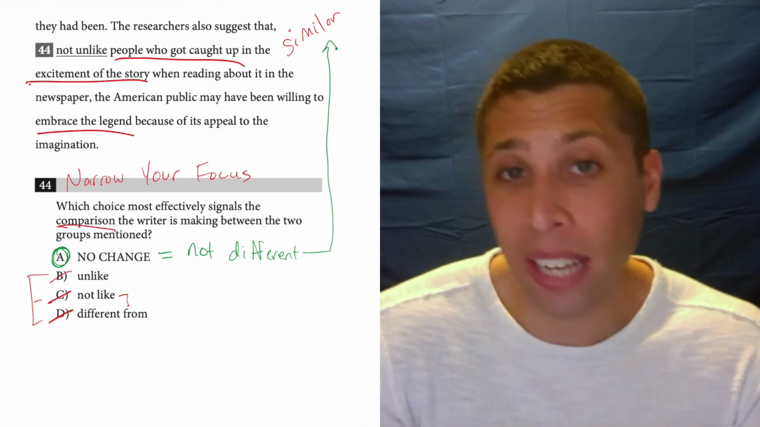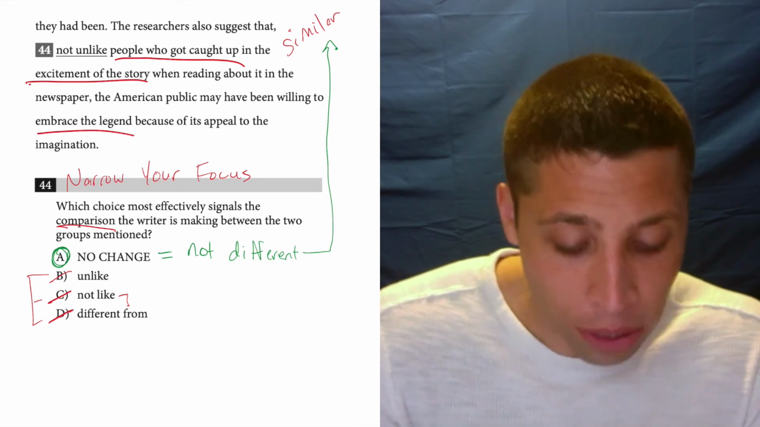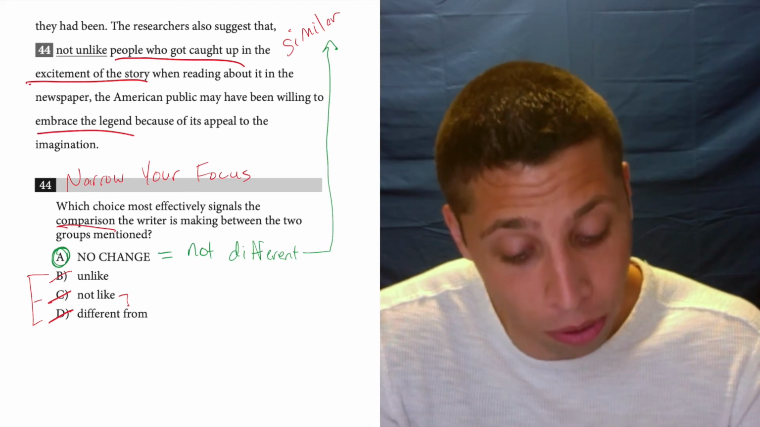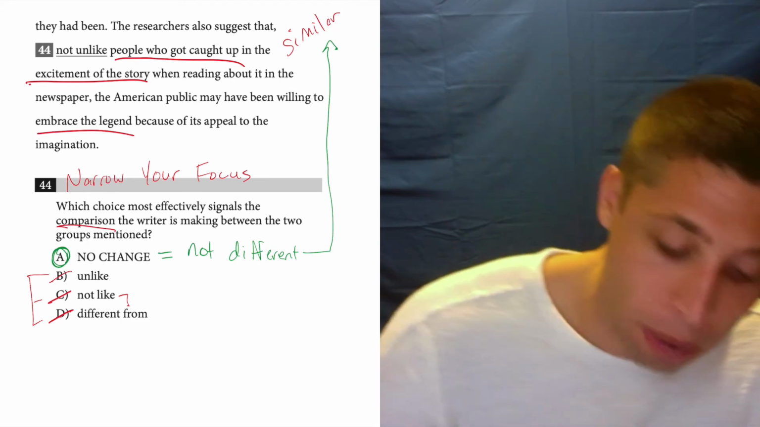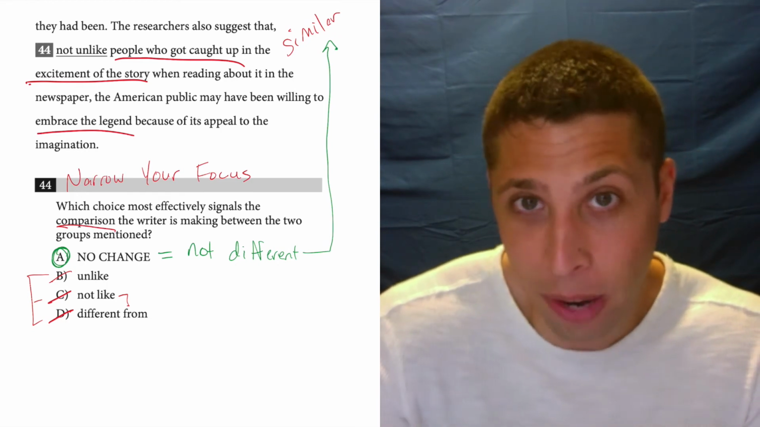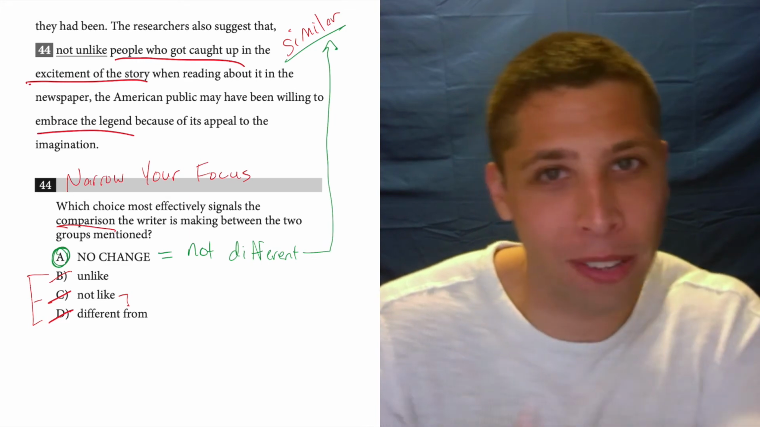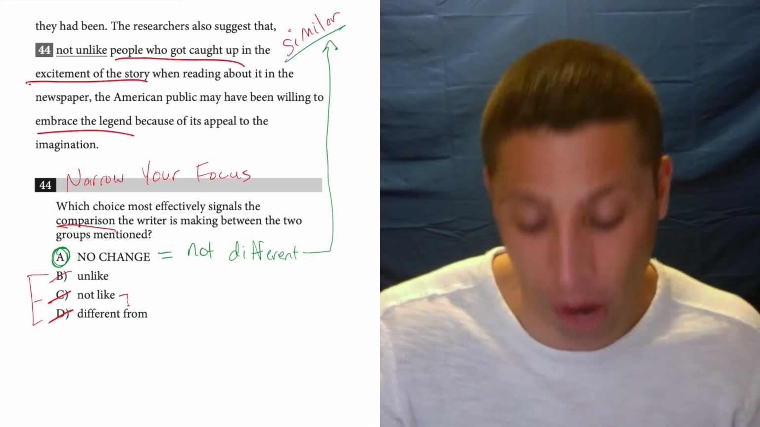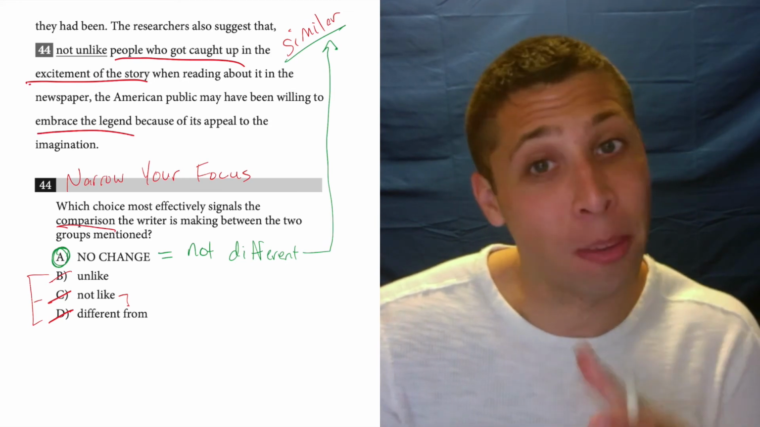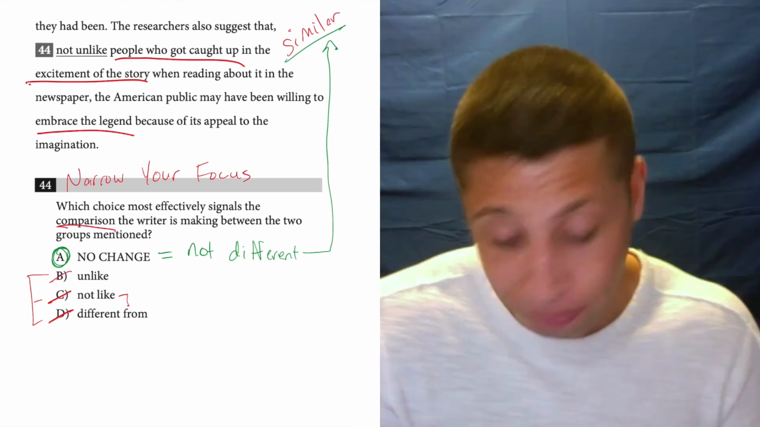That's playing the game of the SAT, right? If I were saying the sentence, I would just say, the researchers also suggest that, just like people who got caught up in the excitement of the story when reading about it in the newspaper, the American public may have been willing to embrace the legend because of its appeal to the imagination. I would say what I want to say. I want to say things are similar. I would use words that just mean that without this weird backdoor way of getting that meaning across. But I'm not writing the passage. I am dealing with the choices that the writer already made, and so A is the one I have to settle for.